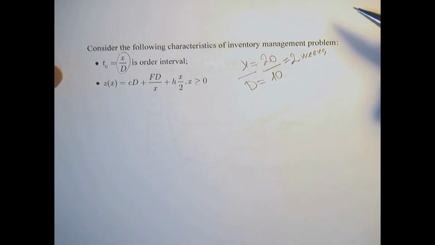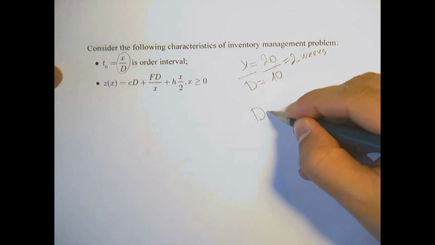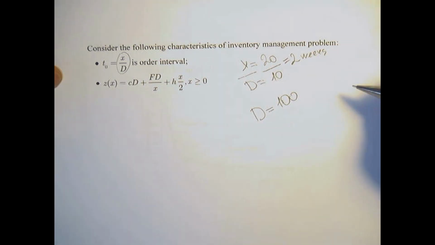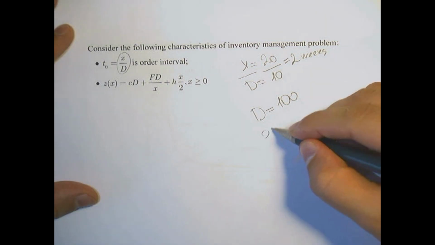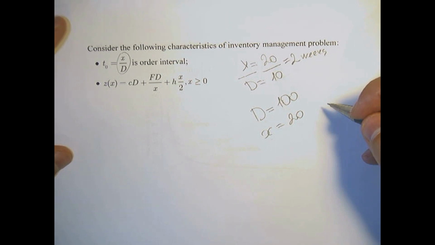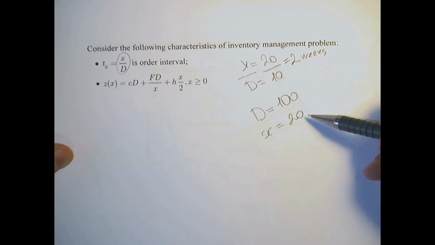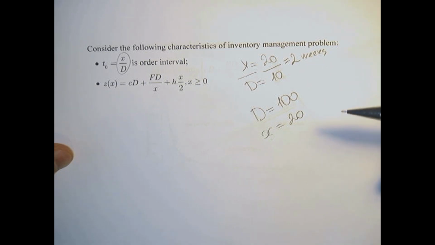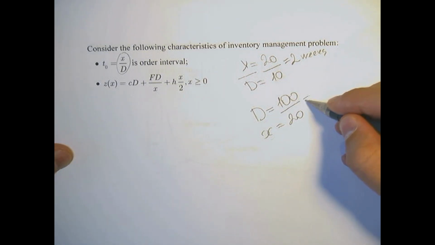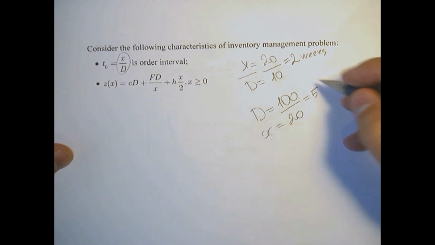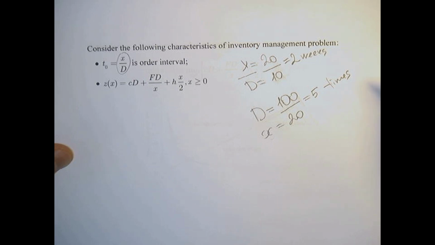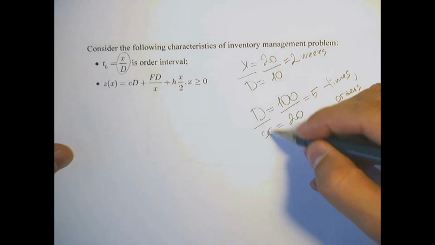Also let's consider the following example. Assume that our customers need 100 liters of orange juice per year, and every time we order 20 liters. The question is, how many orders do we make per year? The answer is 100 over 20, so we make 5 orders per year, or 5 orders per time period. So the formula is d over x.